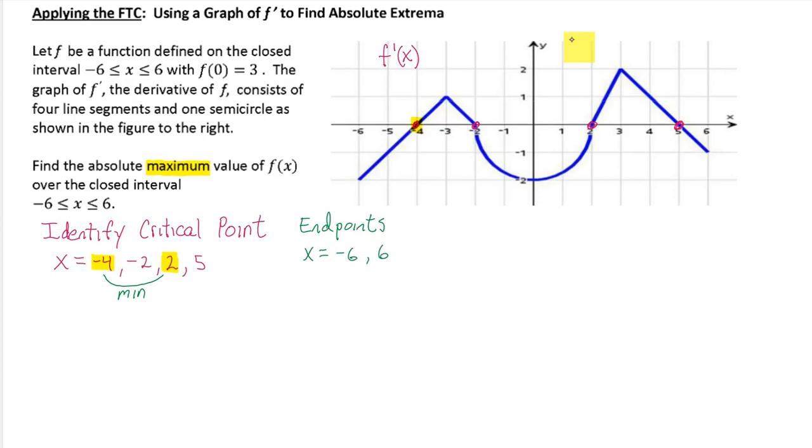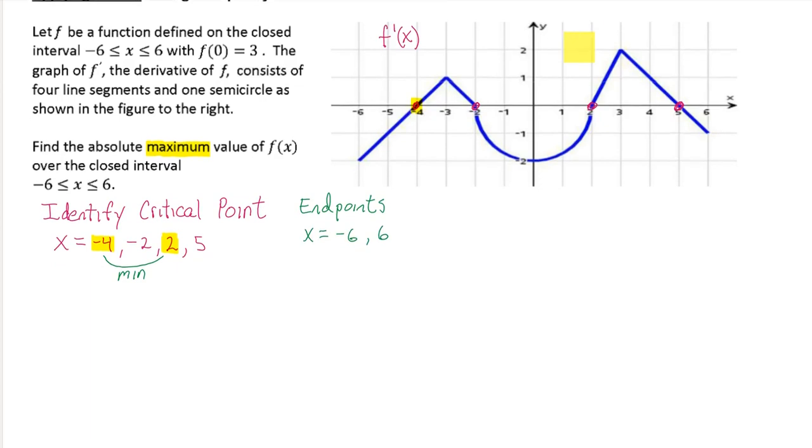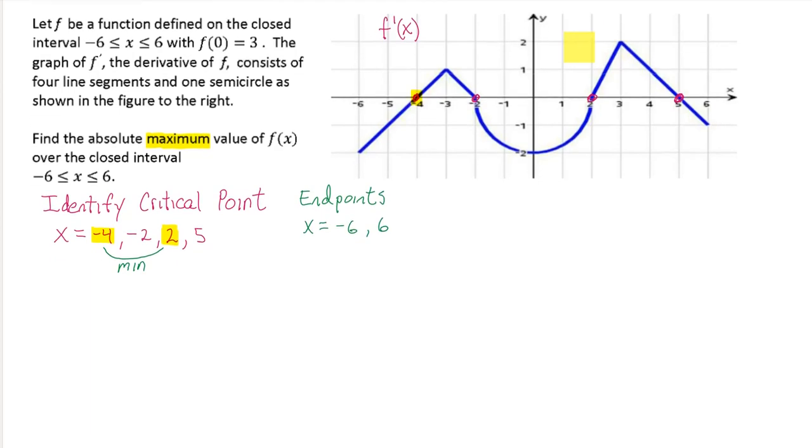I don't have a function here. I don't have anything to actually plug these into, but they did tell me that f of 0 is equal to 3. Again, think of this as an initial value problem. The first thing I want to do is use x equals -6. I'll put a little note over here, x equals -6.